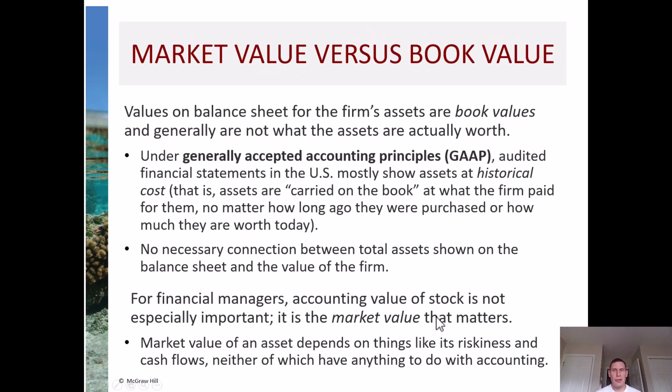So let's talk about market value versus book value. Values on the balance sheet for the firm's assets, earlier referred to as accounting value, are also called book value, and they're generally not what the assets are actually worth. Under GAAP, Generally Accepted Accounting Principles, the framework we use here in the US, audited financial statements mostly show assets at historical cost. That is, assets are carried on the books at what the firm paid for them, no matter how long ago they were purchased or how much they're worth today.